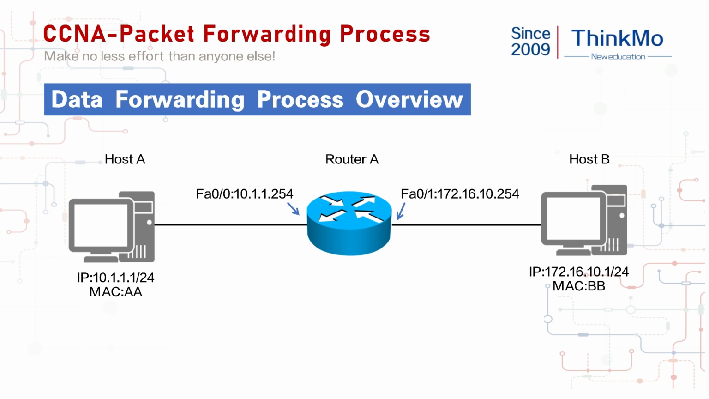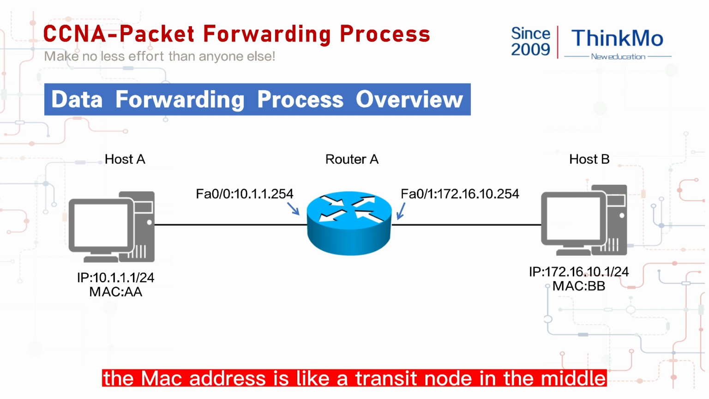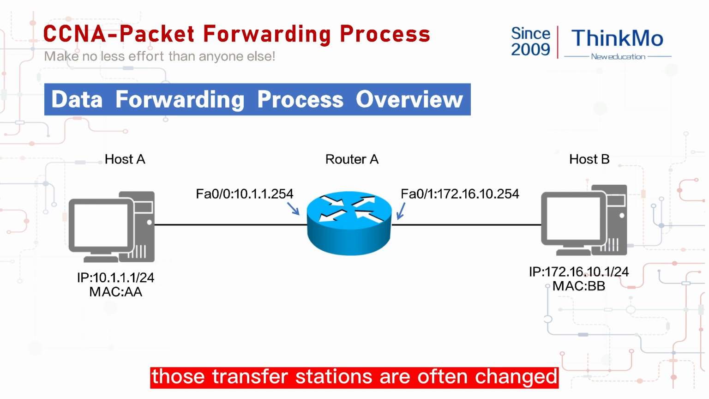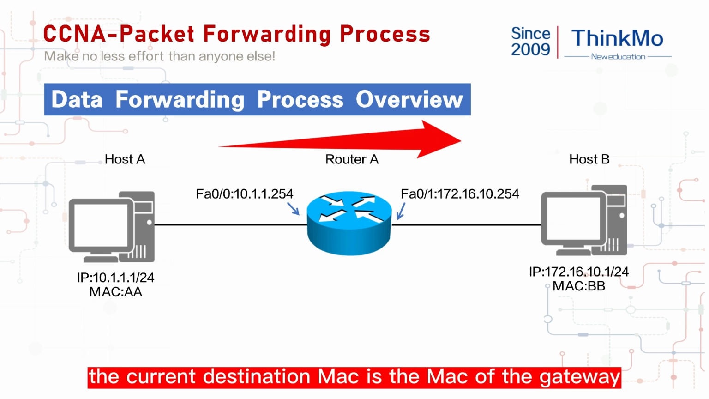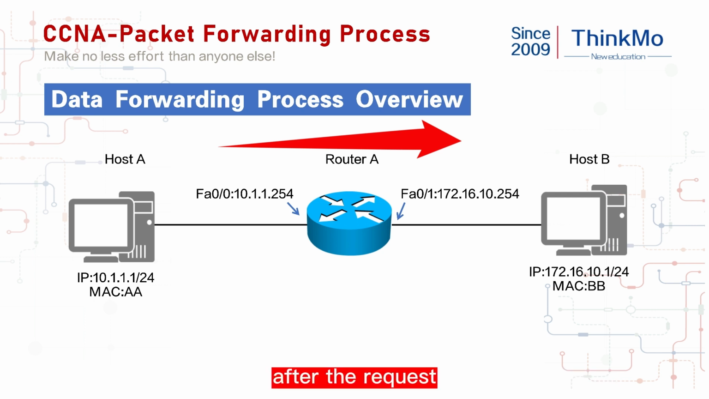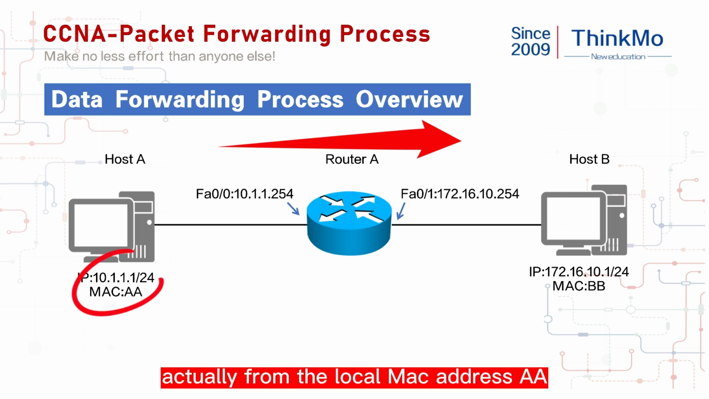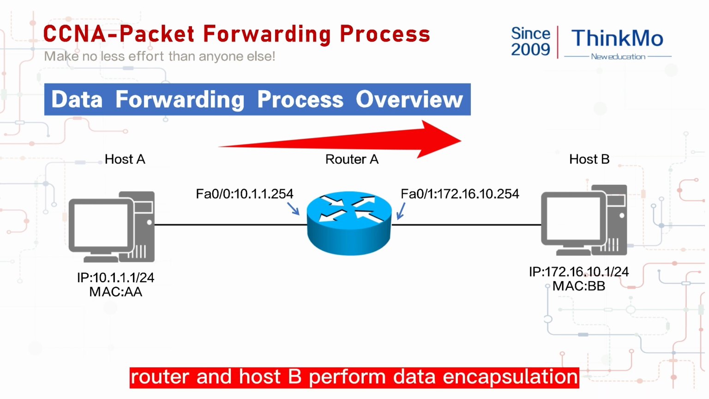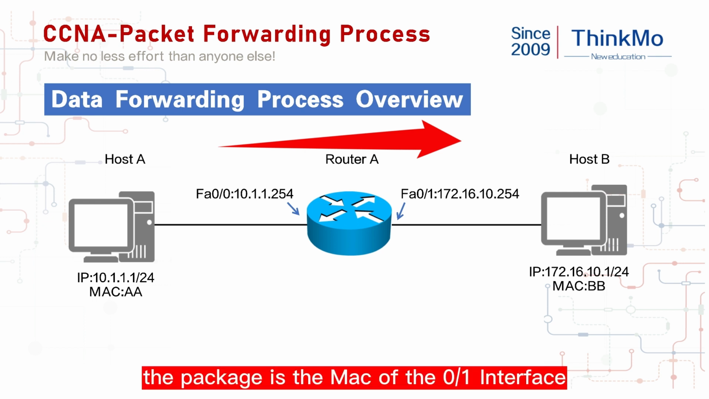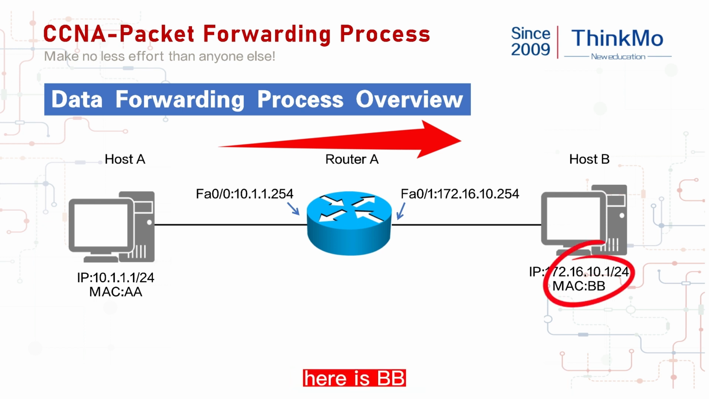I also told you in the first class about data communication. The difference between a MAC address and an IP address is that the MAC address is like a transit node in the middle. Those transfer stations are often changed. When host A is sending data, the current destination MAC is the MAC of the gateway. After the request, the data is actually sent from the local MAC address AA to the gateway MAC address. But when the router assists in data forwarding, the router and host B perform data encapsulation. The package is the MAC of the 01 interface, sent to the peer. Here it is BB.